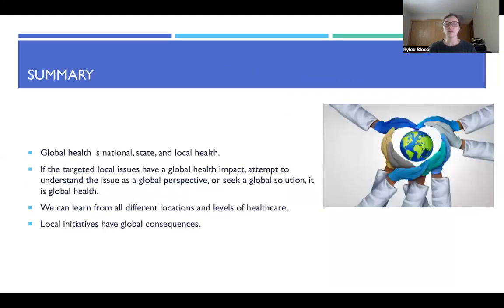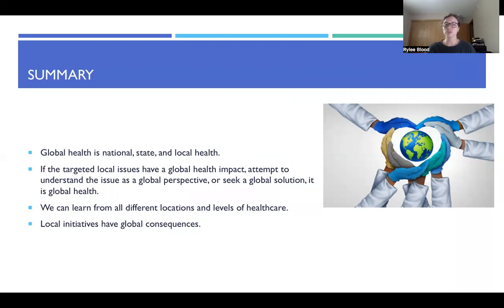So in summary, global health is national, state, and local health. It's all interconnected. If targeted local issues have a global health impact, if they attempt to understand the issue from a global health perspective, or seek a global health solution, it is a global health situation and it can be seen as global health overall.